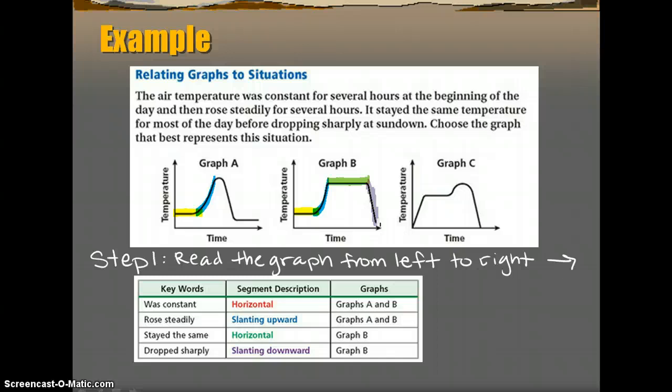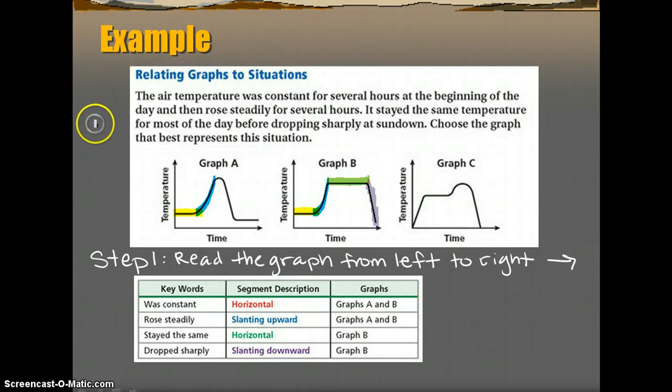Again, the key is to understand what the different words mean. So if it's moving at a constant pace, it would be a horizontal line. If it's rising at a constant pace, so steadily, that would be an increasing slant. And that could be steep or not so steep. It would just depend on the phrase. Stay the same would be another horizontal line. And then dropping sharply would be a very quick downward slope.